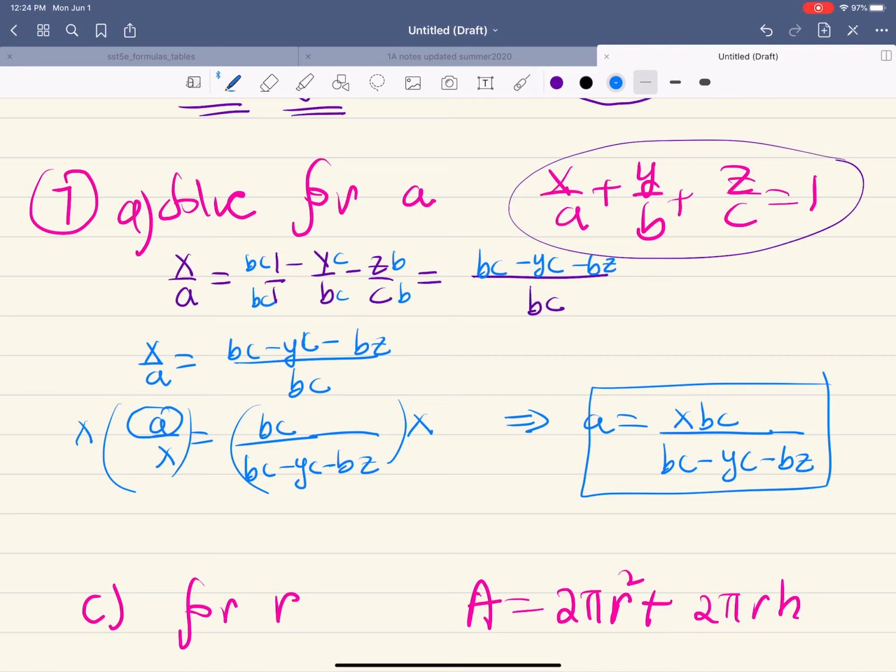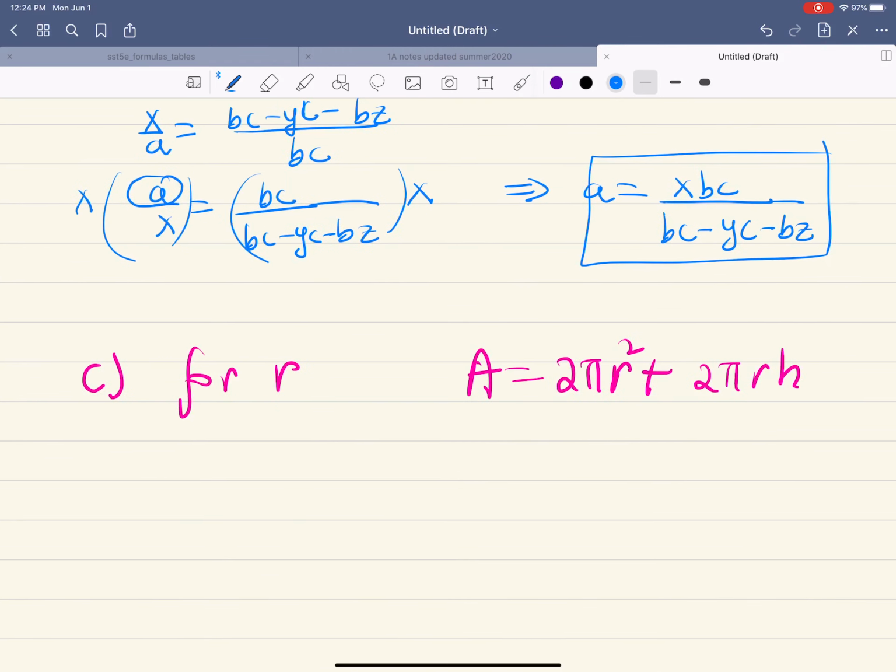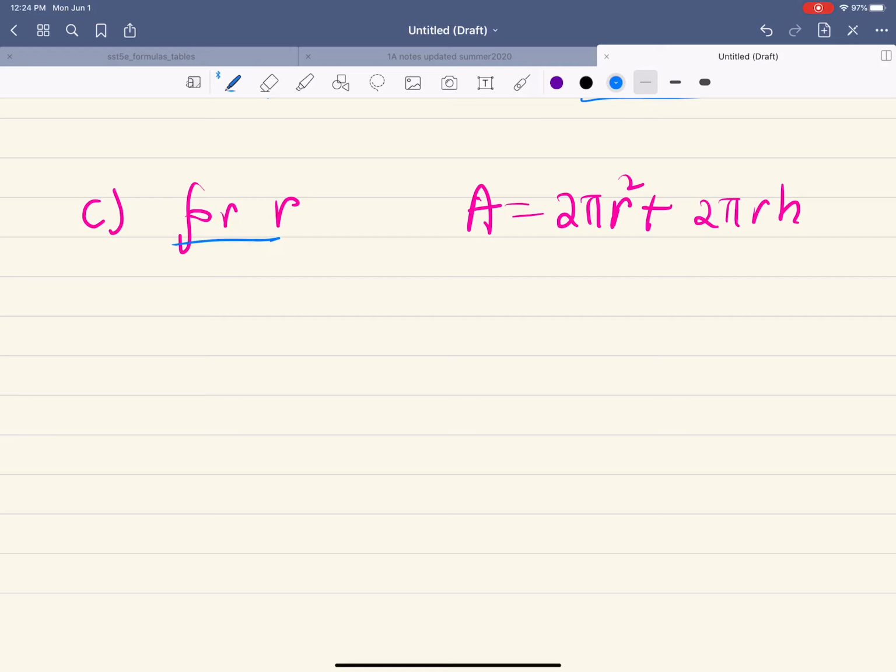We isolated our a. Next, we have number 7, part C. We want to solve for r. That means we want to isolate the r over here. As you can clearly see, it's not really easy or possible to isolate the r because we do have an r squared involved. If r squared is involved, that means I'm dealing with a quadratic equation and I have to bring everything to one side and either factor the quadratic or use the quadratic formula. So this is a quadratic in r. We have r squared, r, and then no r term.